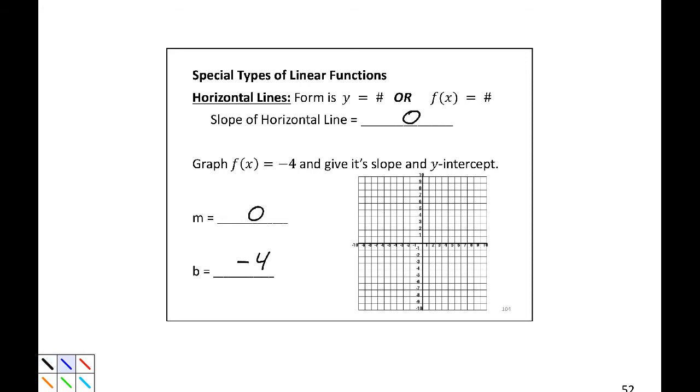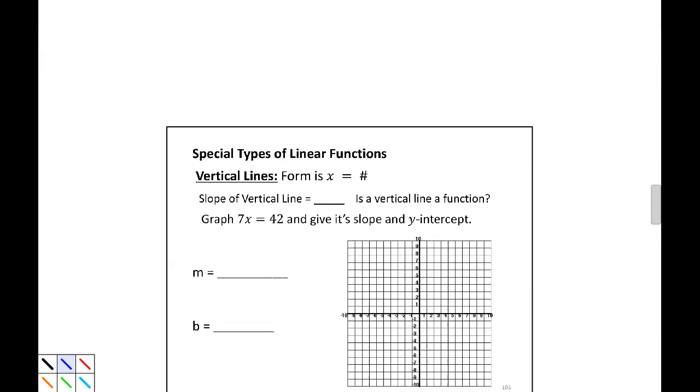We'll start at 0, -4. And with a slope of 0, we're not going to rise. We just run. It is a constant function, as I mentioned before. We have a constant function when we have a horizontal line.